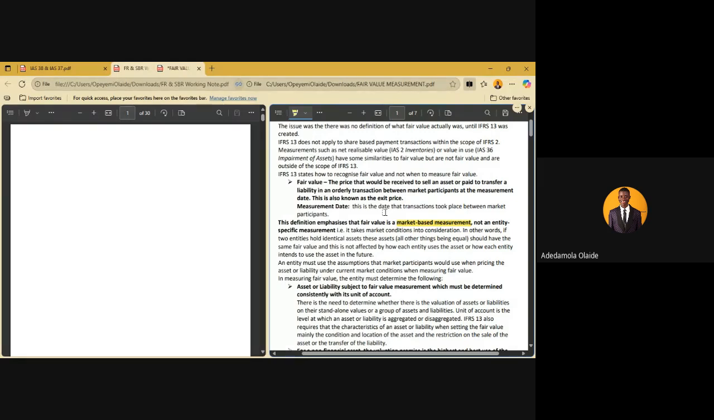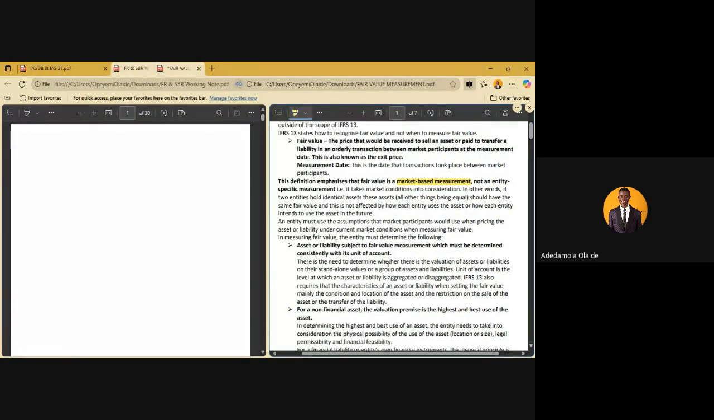Now, and also, when we are to get fair value, we have to look at the current market condition. We have to look at what? Current market condition. Where we want to value an asset using fair value, we have to look at, are we valuing each asset as a standalone or as a group of assets?